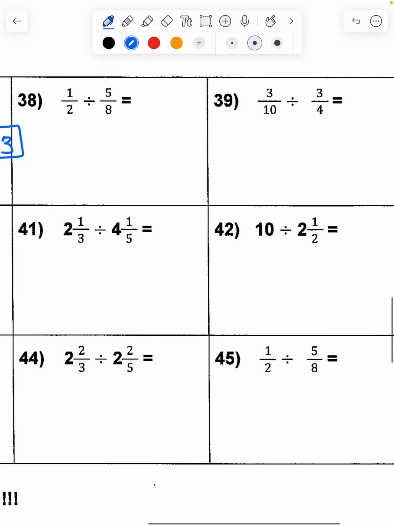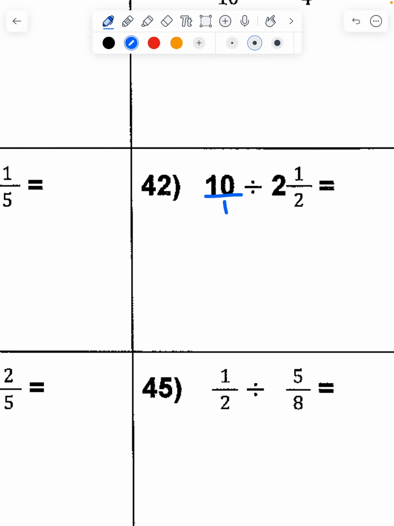Okay. Let's do number 42. Remember, any whole numbers go over 1. So I have 10/1. We're going to switch the division to multiplication. Before I can flip 2 1/2, we got to change this into an improper fraction first. 2 times 2 is 4, plus 1 is 5/2, okay? So it's really 10/1 divided by 5/2. So then when we switch, or flip 5/2, we get 2/5.